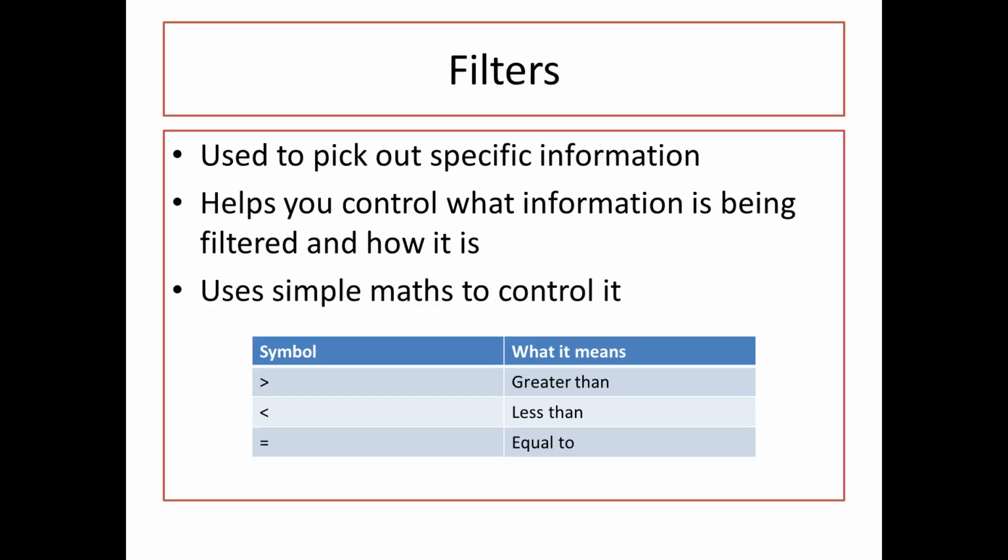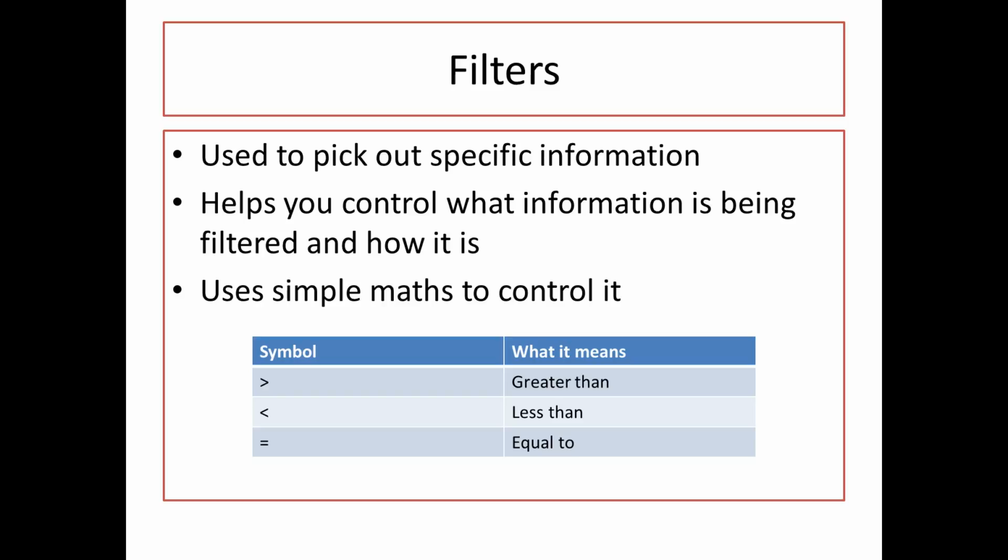Filters are used to select particular pieces of information, to look for particular things which are needed, and we can use symbols such as greater than, less than, equal to, as well as greater than or equal to, or less than or equal to, to help you look at different things. So for example, if we're looking at ages, we could look at someone who is older than 29, younger than 29, or older than or equal to 29, to be able to see the data that we want to look at.